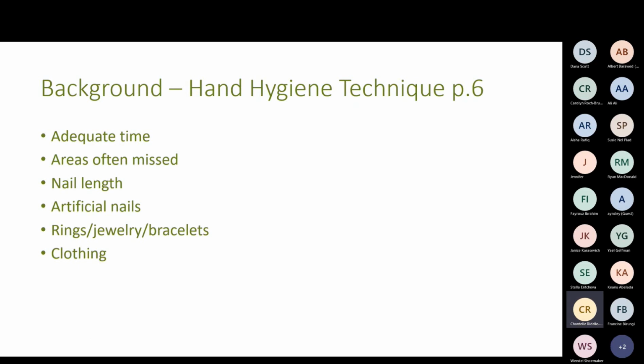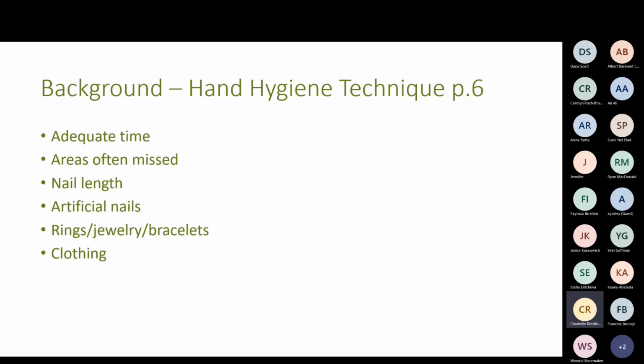So hand hygiene technique on page 6 also covers adequate time, areas often missed, nail length, artificial nails, ring, jewelry, bracelets, and clothing. So for adequate time, the alcohol-based hand rub or the soap and water must be in contact and be rubbed all over the hands for a minimum of 15 seconds. Sometimes people say 15 to 20 seconds, but it's minimally 15 seconds, making sure you get all the areas of your hands. So if you haven't already, if you can, take the LMS that talks about hand hygiene so you can see how to do proper hand hygiene.